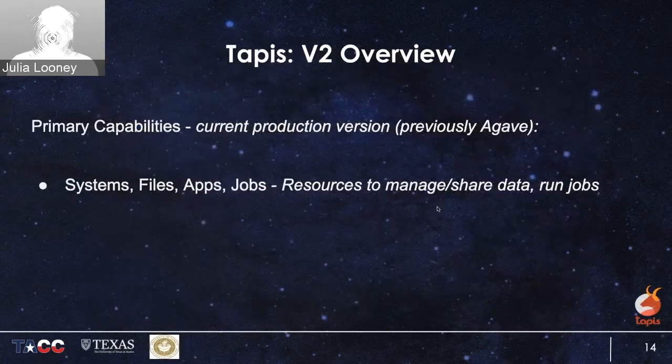Okay, so this is Rich. I'll go through the next few slides with you. Tapas currently runs in production. We call it version 2 of Tapas. It's previously known as Agave, and it implements the concepts and resources of systems, files, applications, and jobs. These allow us to manage and share data and to run jobs both on cloud systems and on HPC systems.